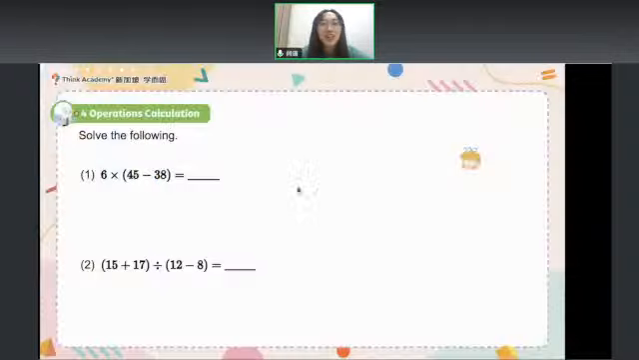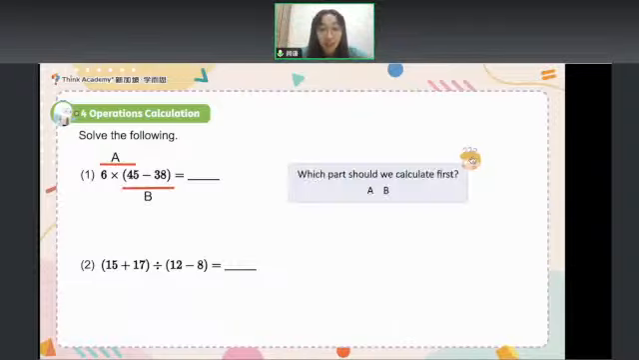Okay, so here, move on. You see that when you see the bracket, actually we need to start from bracket. For the bracket, you can just regard everything in the bracket as a group. So now for the first one, again, think about it. Which part should we calculate first? Should we start from 6 times 45 or bracket 45 minus 38? Where should we start from?